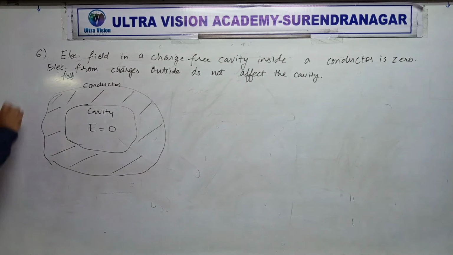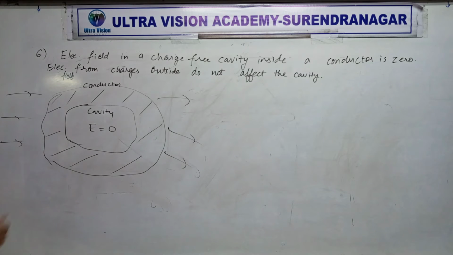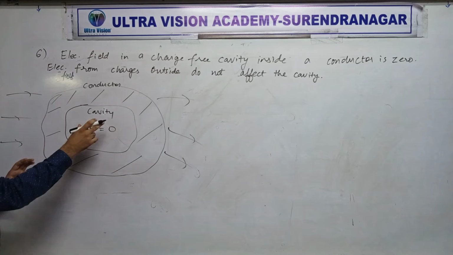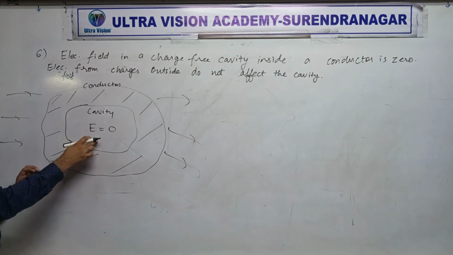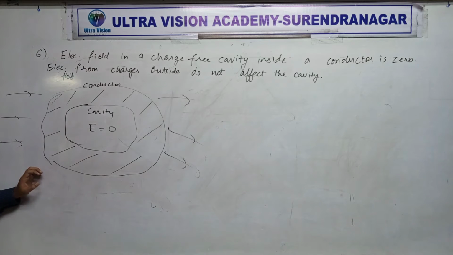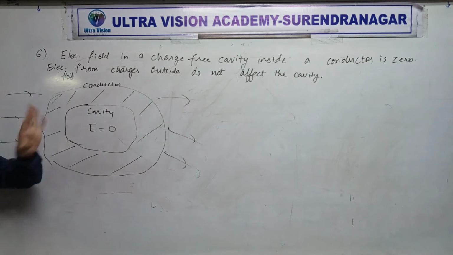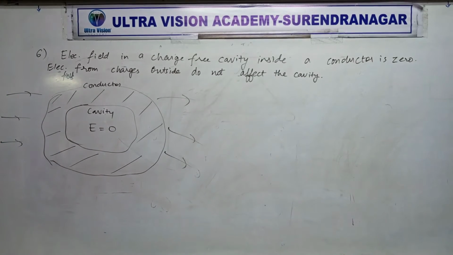That is, even if there is an electric field on the outside, or even if there is charge on this conductor, as long as there is no charge in this cavity, there will be no electric field inside the cavity. At all the points in the cavity, in this hole, everywhere, the electric field will be zero if there is no charge here. That is what the statement says.